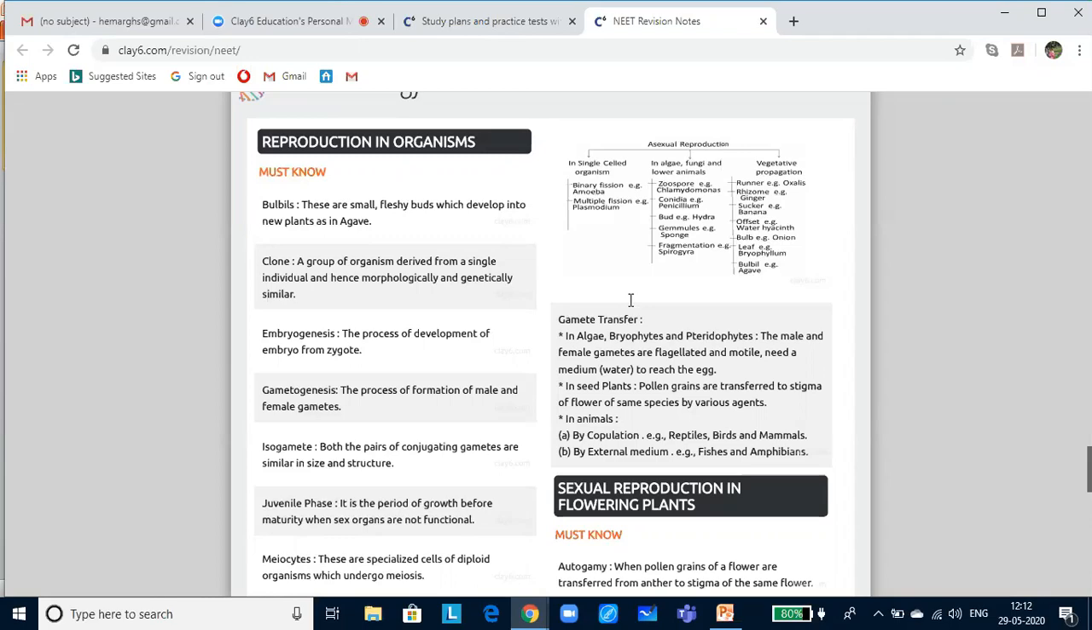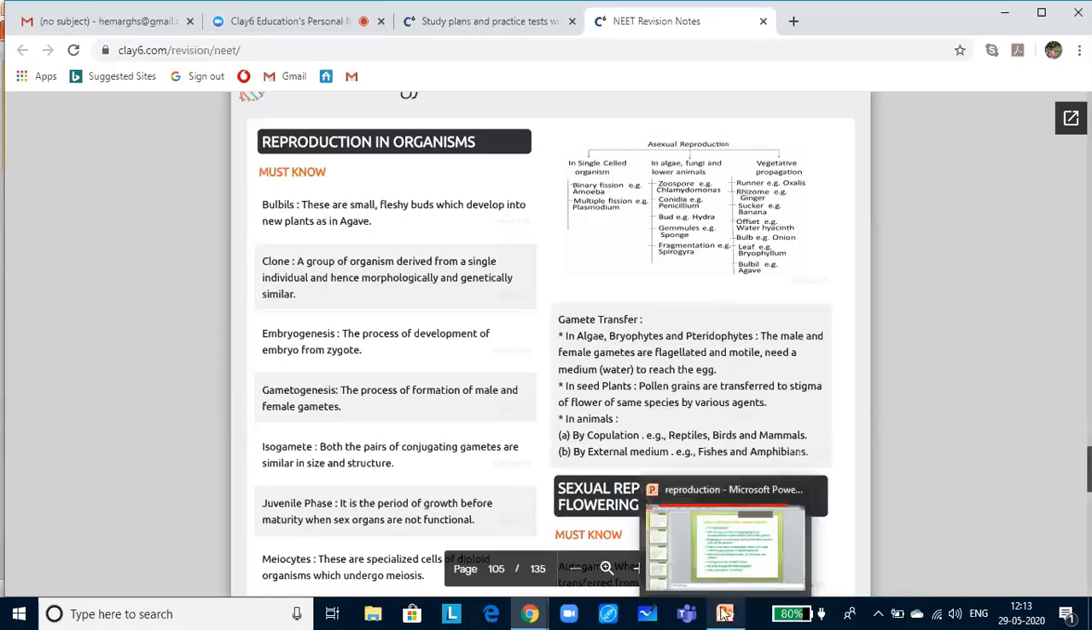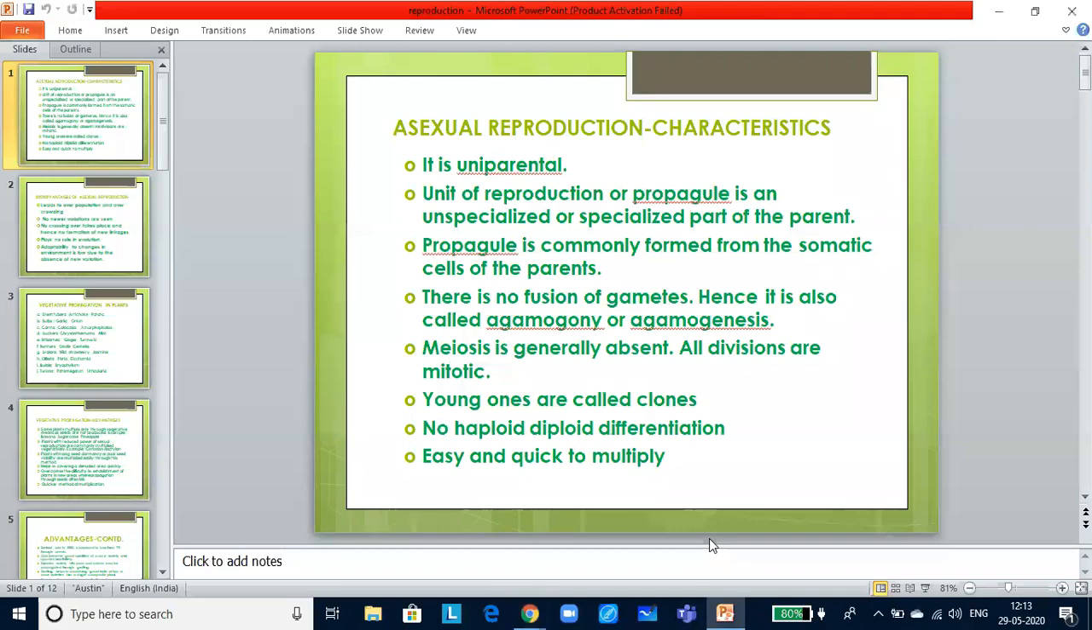Now, there are two kinds of reproduction. One is asexual reproduction, the other is sexual reproduction. Asexual reproduction is a method of reproduction in which genetically identical offspring are produced from a single parent. Now let us look at what asexual reproduction is.